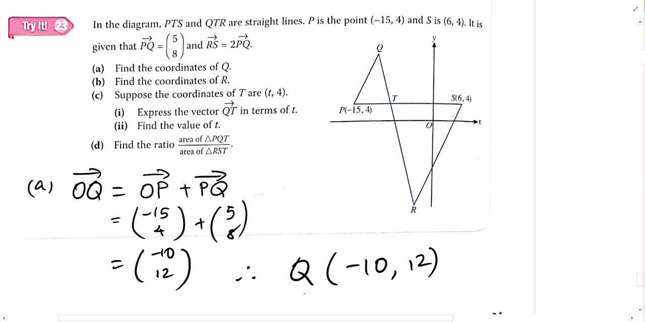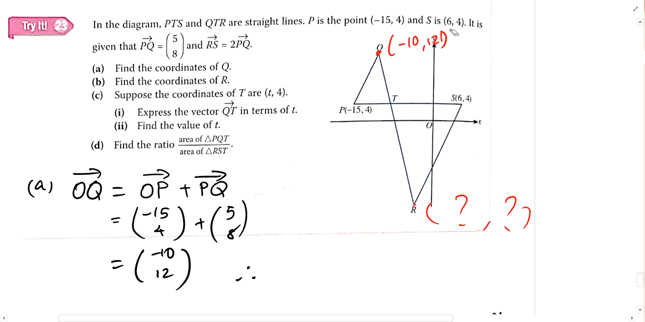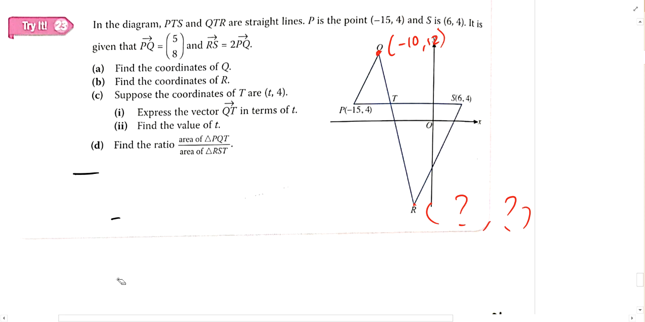Now find the coordinates of R. Let me put down Q, this is (-10, 12). So R. What other information from the question have we not used yet? What about RS? RS equals 2PQ, okay. RS equals 2 times PQ. And PQ we found that it is (5, 8). So this one, the right answer is done very easily.